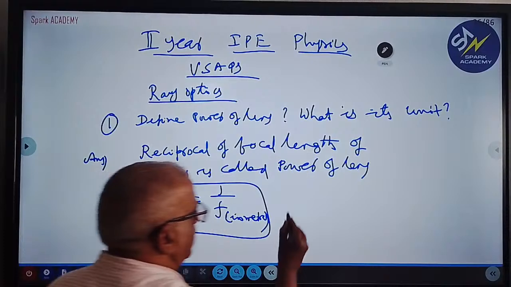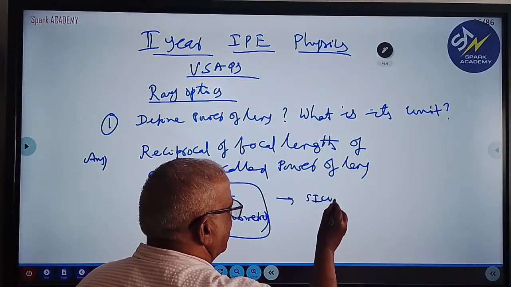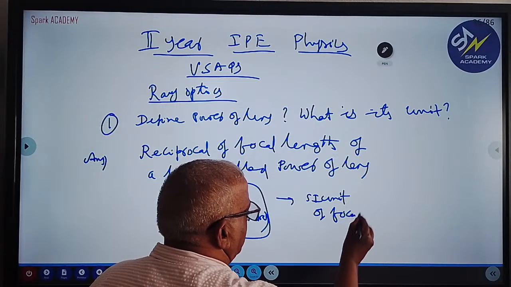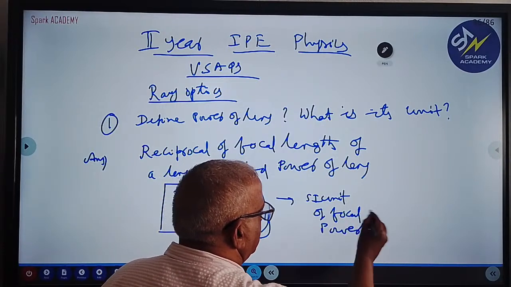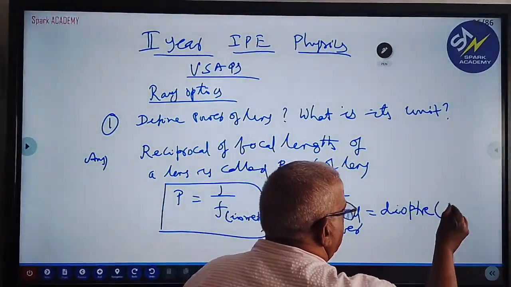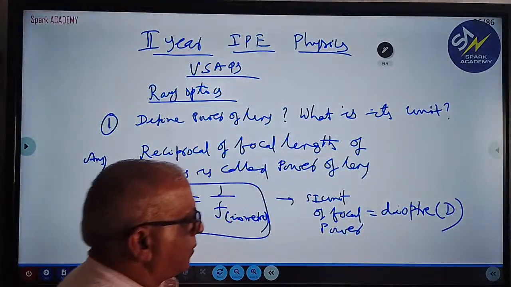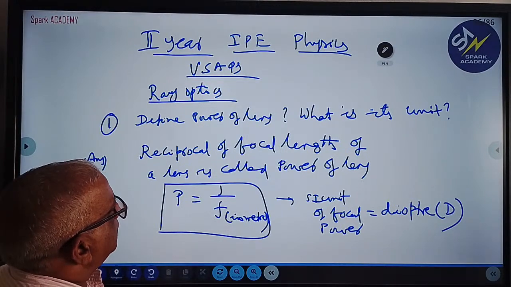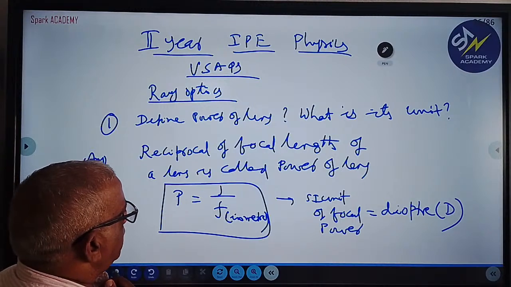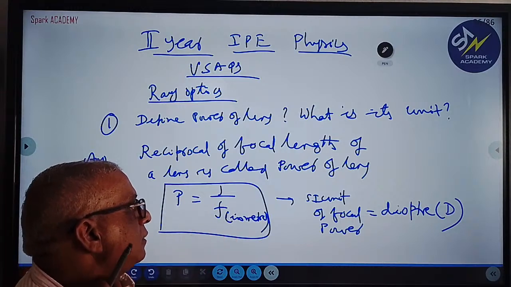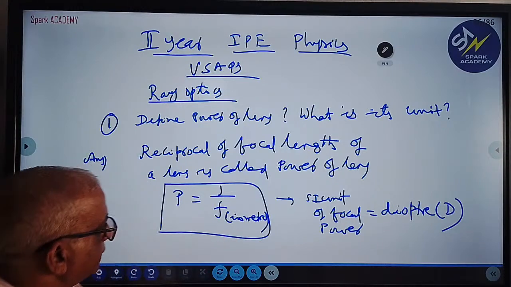SI unit, what is its unit? SI unit of focal power or power of the lens is dioptre, or in short form you can write D. For people wearing glasses, there will be plus power or minus power. Convex lens means plus power, concave lens means minus power. This is the answer: reciprocal of focal length of a lens expressed in meters is called power of the lens. This is the first question.